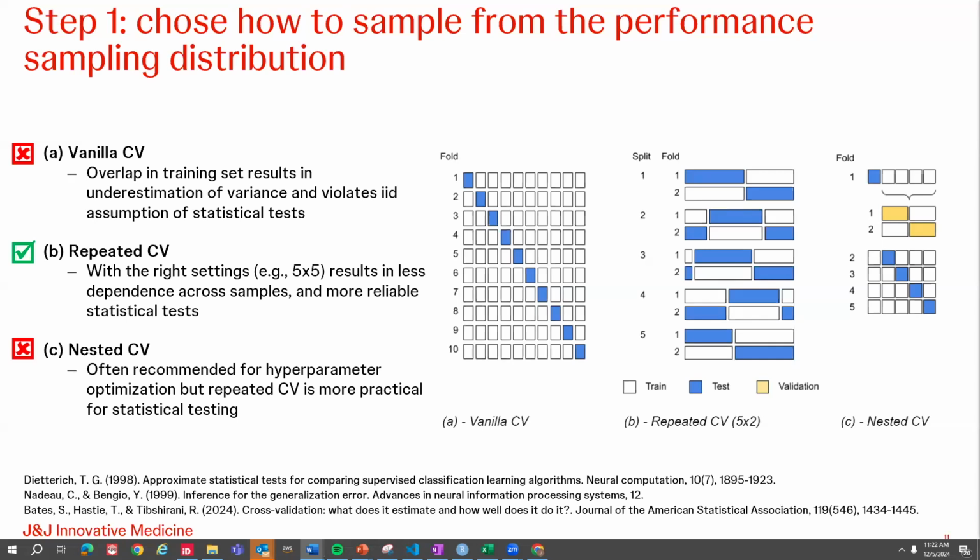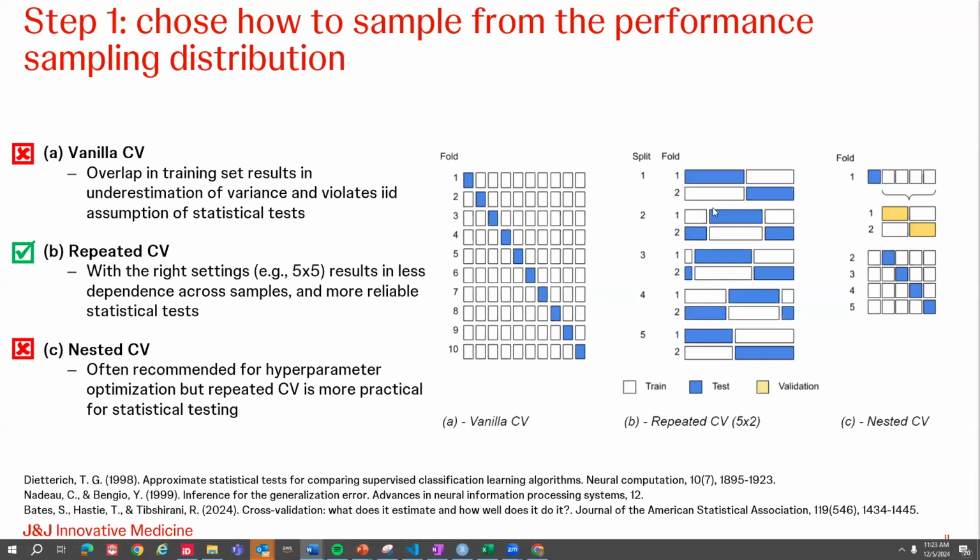One approach that does multiple splits that we recommend against is vanilla cross-validation. This is just k-fold CV. For this type of CV, there's substantial overlap in the training sets across replicates. So this introduces correlation between metrics for each replicate. And the problem is that the correlation violates the independence assumption of statistical tests, and that results in frequent false positives. That's been well studied in the literature. I have some prominent papers here at the bottom.